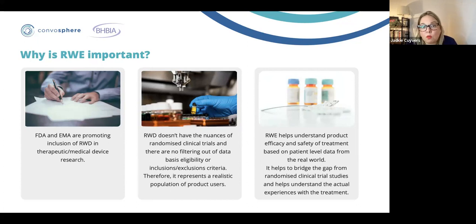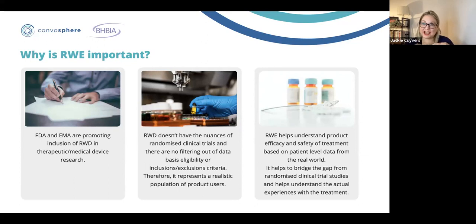Next, while it doesn't have the nuances of randomized clinical trials, it does have the benefit that it's not filtering out any of the data on the basis of inclusion or exclusion criteria that you might have in a clinical trial. Therefore, it can represent a more realistic view of the patients, the patient community, and broader population than the clinical trial data could on its own. And lastly, it helps us understand the true efficacy, safety, and tolerability for patients in their native environment in the real world.